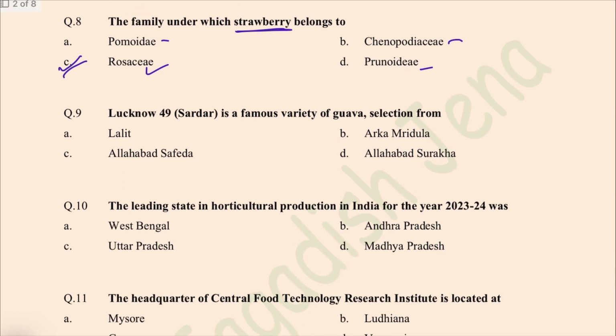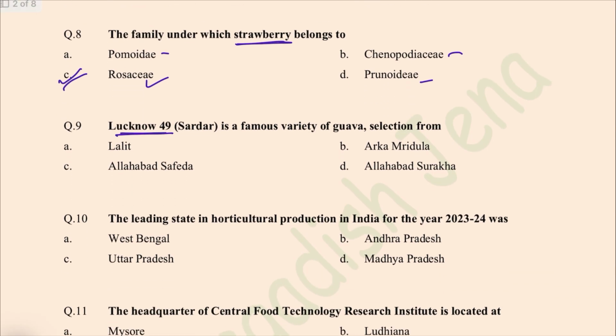Next question. Lucknow 49, that is Sardar, it is a famous variety of guava and it is a selection from Allahabad Safeda. Okay. So it is one of the most commercially grown guava varieties in India. It originated as a chance seedling selection from the very popular variety Allahabad Safeda, and it is known for its high yield, long shelf life, and resistance to guava wilt.